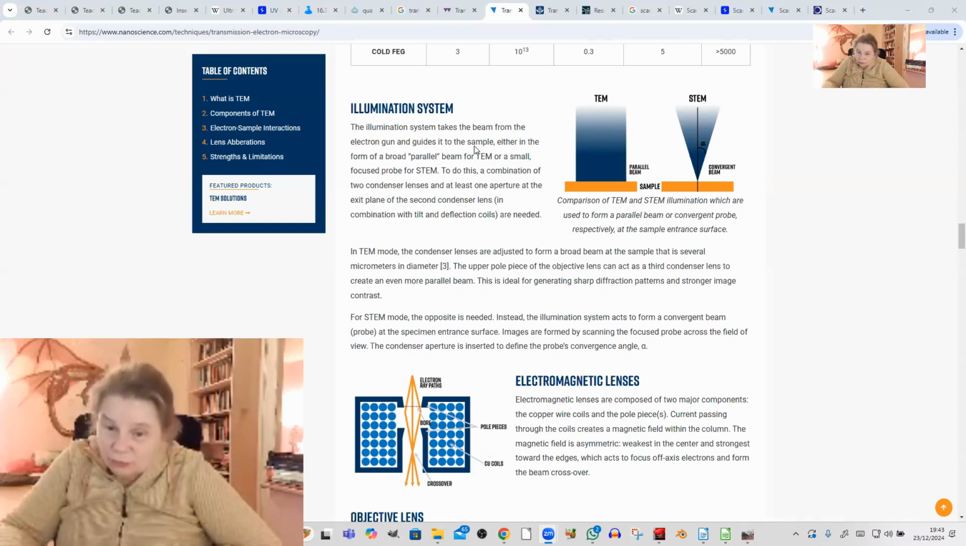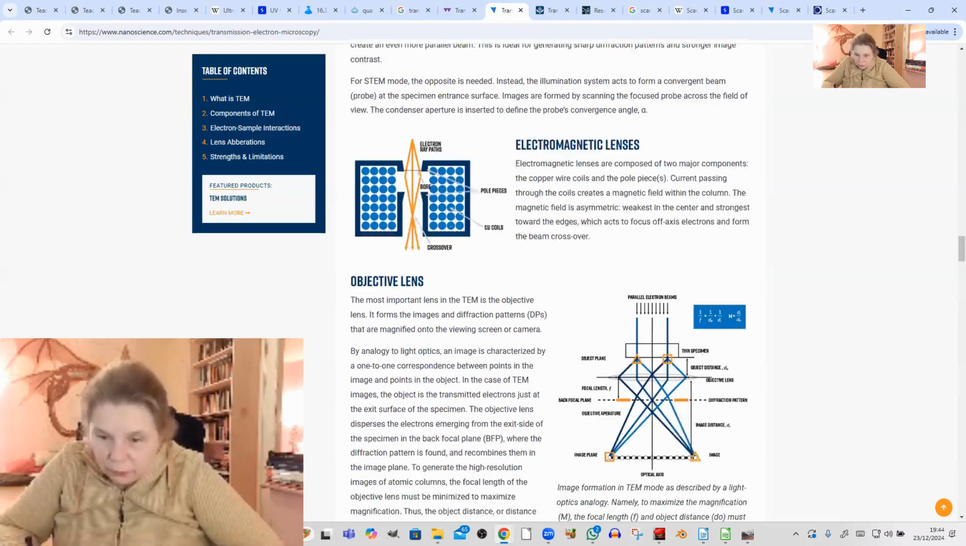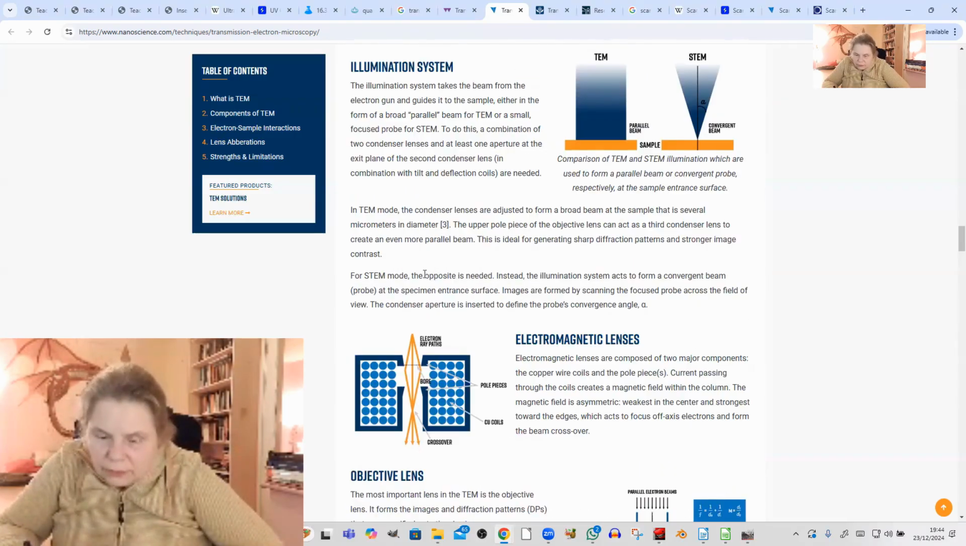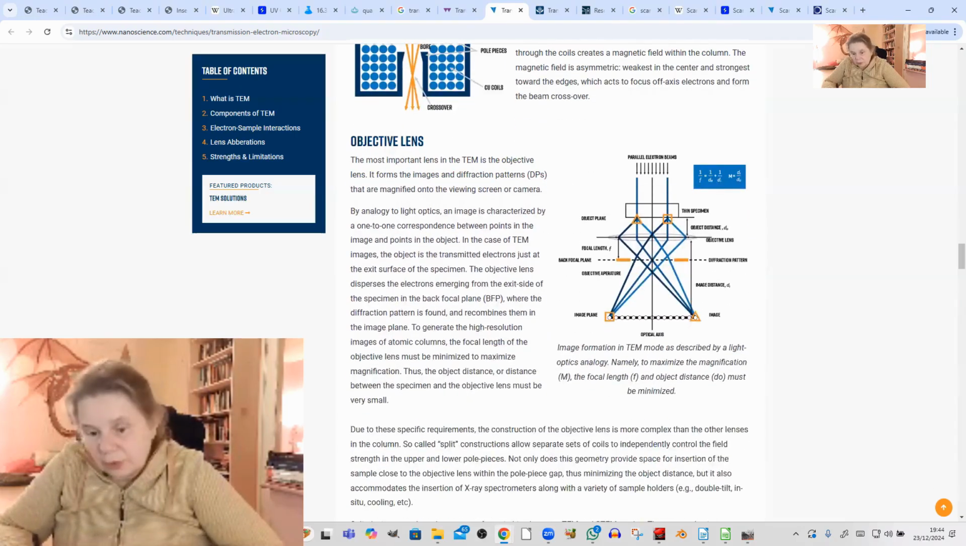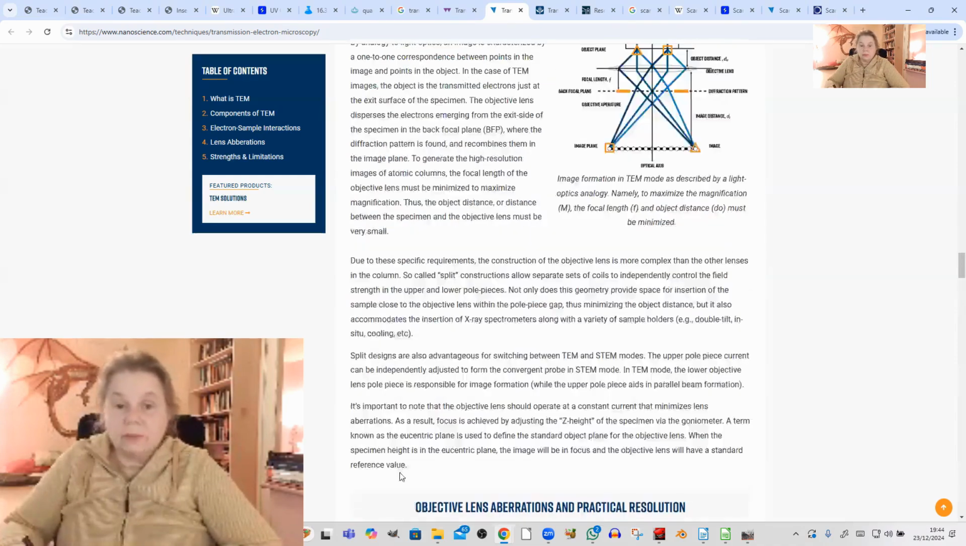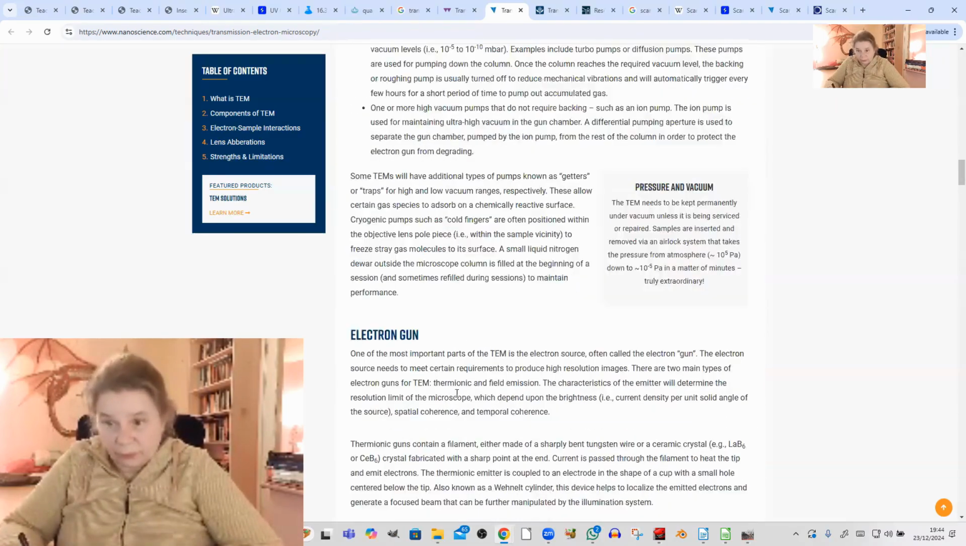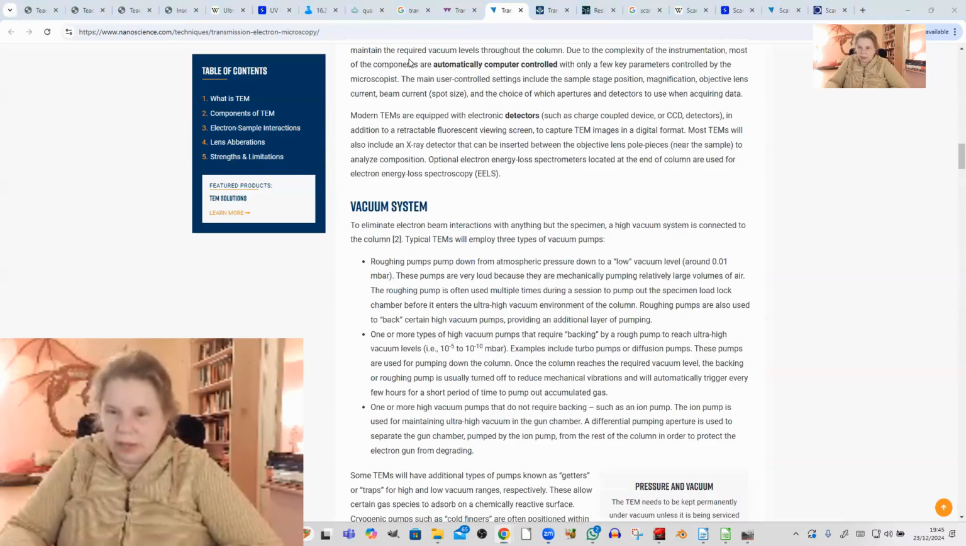STEM, you don't need to know about. It's scanning transmission electron microscopy, I think. In the STEM mode, the opposite is needed. Instead of having the beam parallel, it focuses it. The illumination system acts to form a convergent beam at the specimen. But this one can do both. Anyway, it's interesting because it gives you some idea about how real microscopes look and behave.